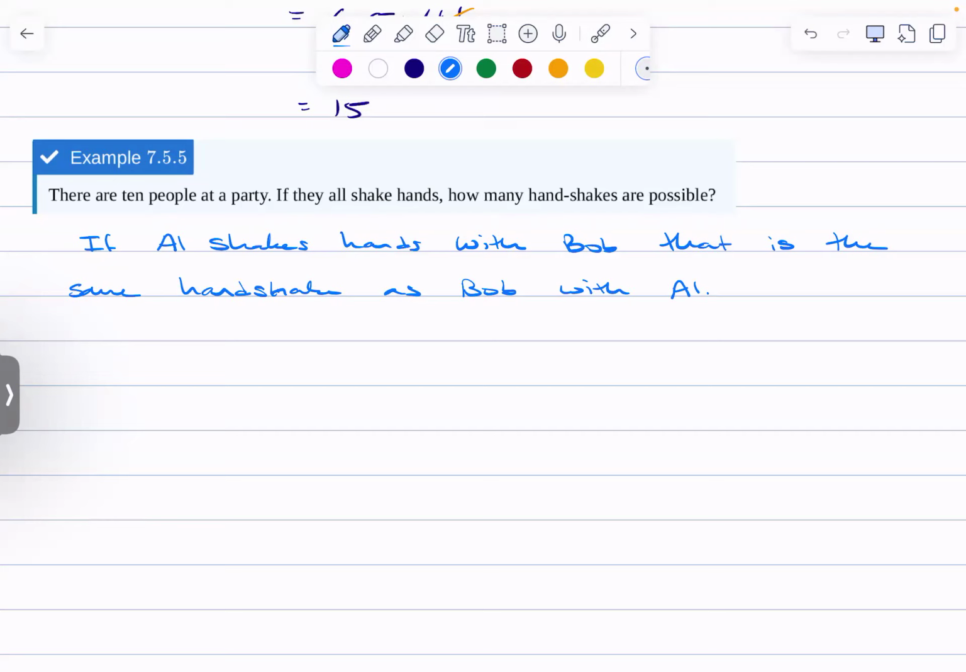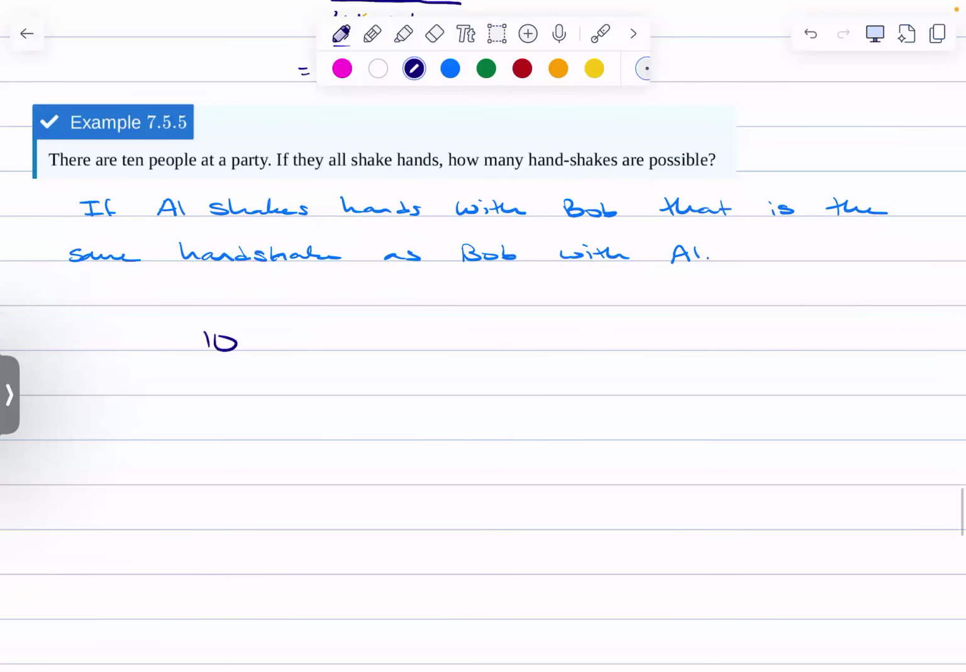And that tells me it's a combination. So I look at how many do I have? I have 10 people at a party, and a handshake traditionally is 2 people. So let's stick to that.